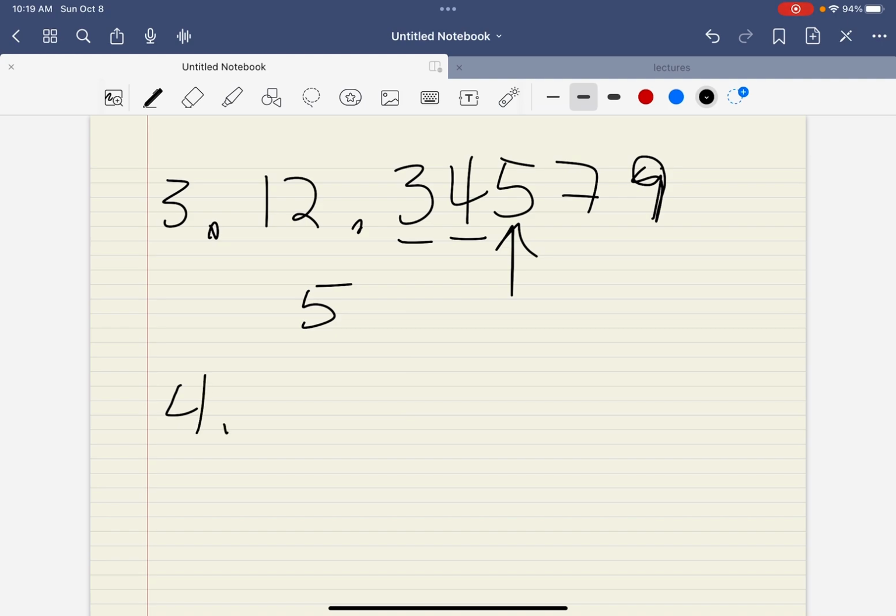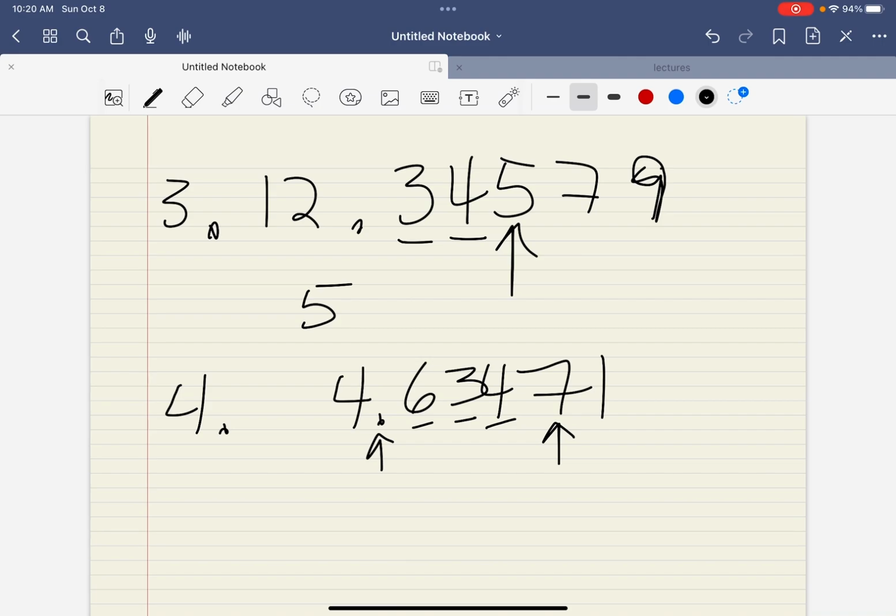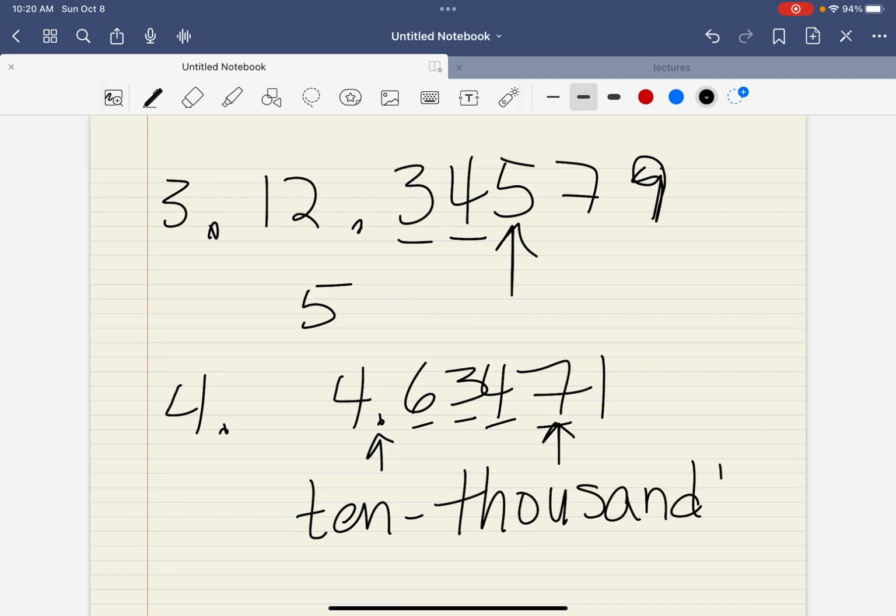Okay, number 4. Name the place occupied by the 7 in 4.63471, and that's kind of confusing because they put a period at the end of the sentence. The decimal is right here. So it's asking, what's the place value of this guy right here? So let's count over. Tenths, hundredths, thousandths, 10,000ths. So we write 10,000 with a THS on the end. So 10,000ths. Okay. All right.